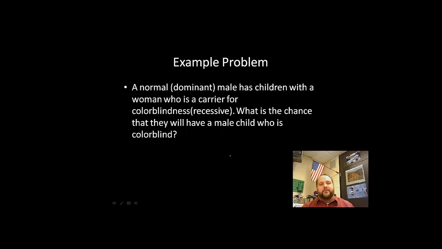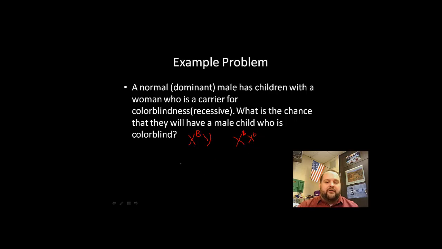If we look at an example problem, and this is where we'll stop today, we'll just go through the example problem and we'll be done. It says, a normal dominant male has children with a woman who is a carrier for colorblindness. So this is the same problem we just saw. What is the chance that they will have a male child who is colorblind? If we were going to do the Punnett square for this, we would first draw out the genotypes. We're looking at a normal male, so he is X, big B, Y. And we're looking for a woman who is a carrier, so she is X, big B, X, little b.